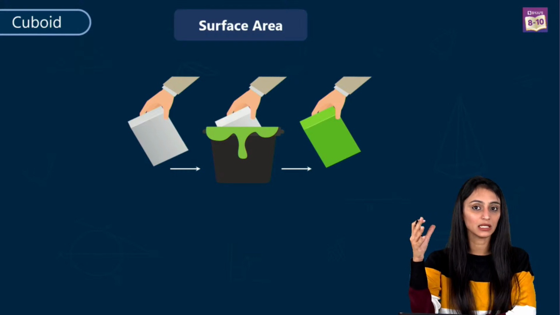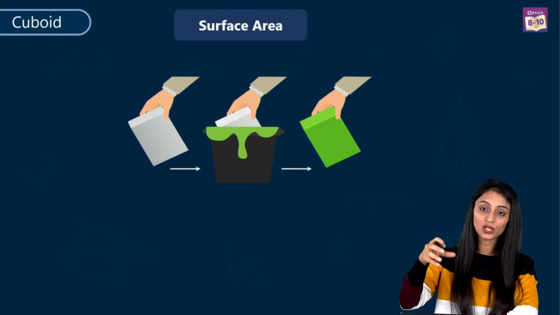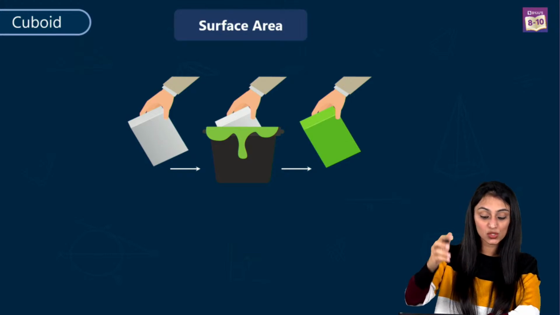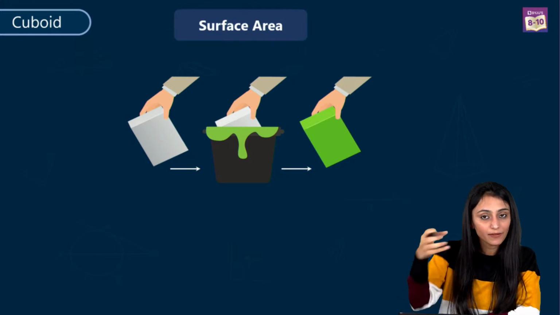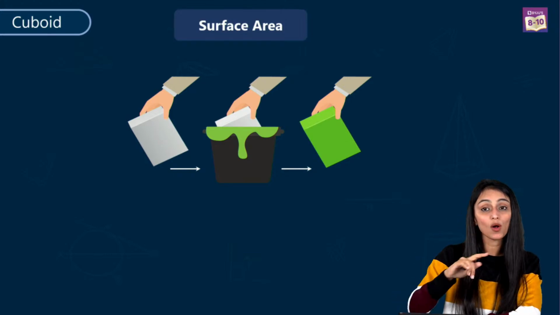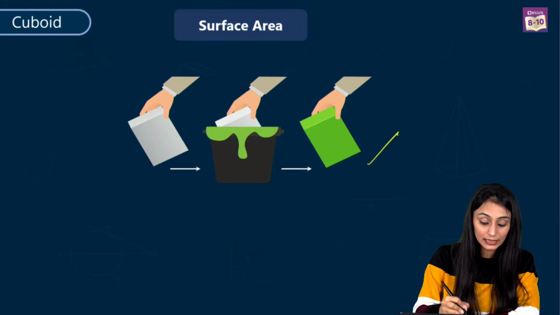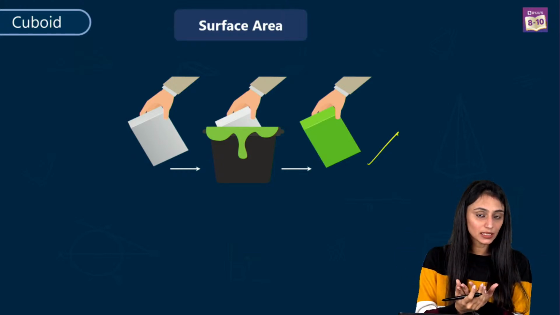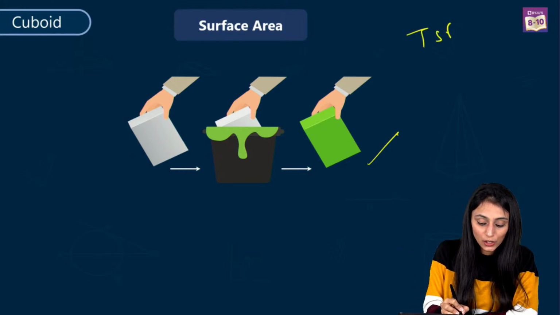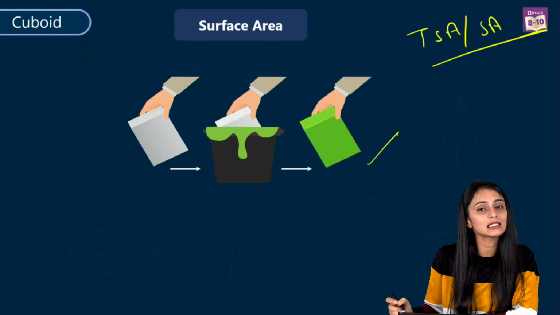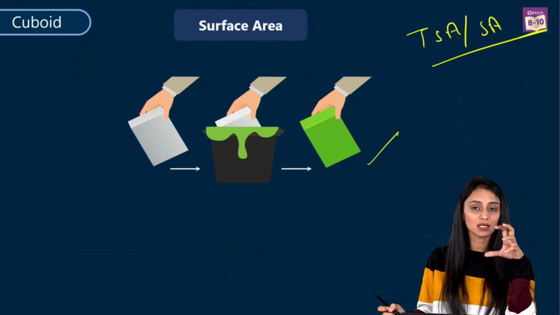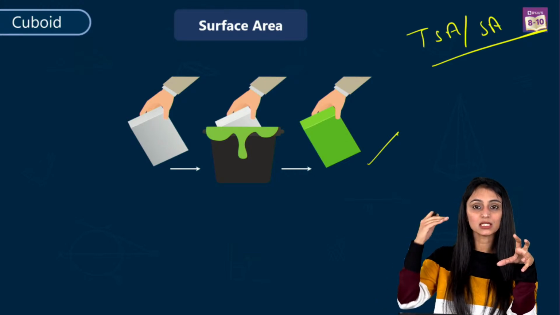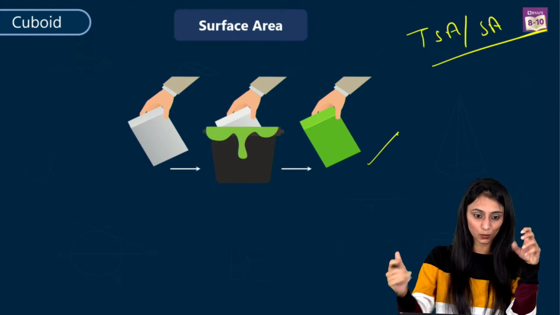Let's suppose we take a cuboid and we submerge it completely in a bucket filled with green colored paint. When you take it out, what you see is that all the surfaces of the cuboid are colored in green now. So when you say all the surfaces are colored in green, basically we are talking about the total surface area, or simply the surface area. When I say surface area, it is a closed figure. We are considering all the surfaces of the cuboid.